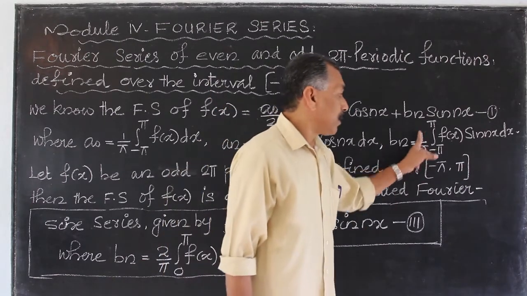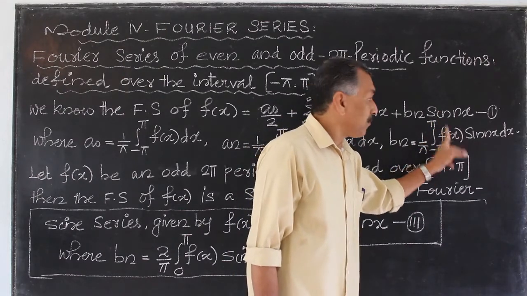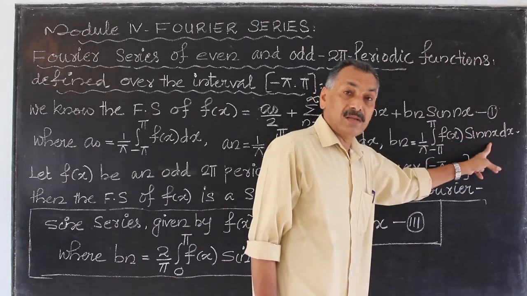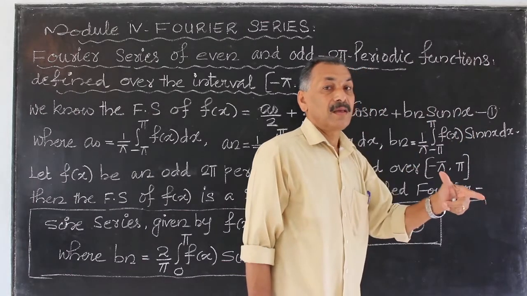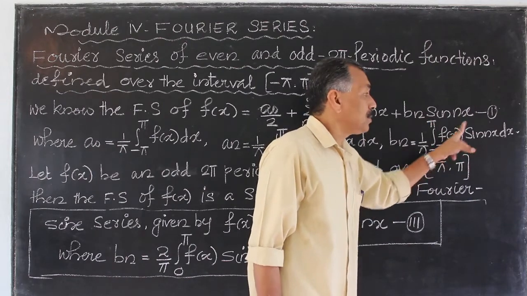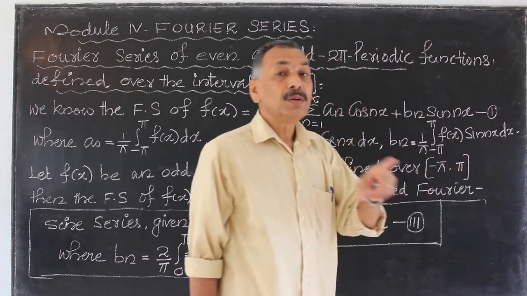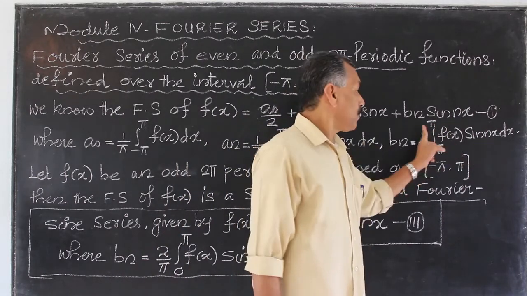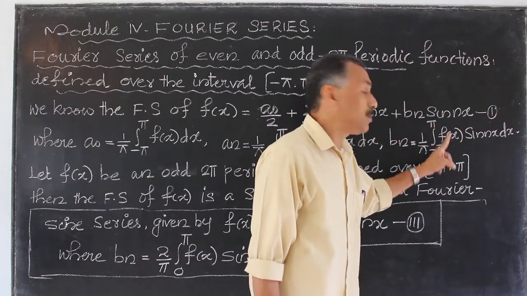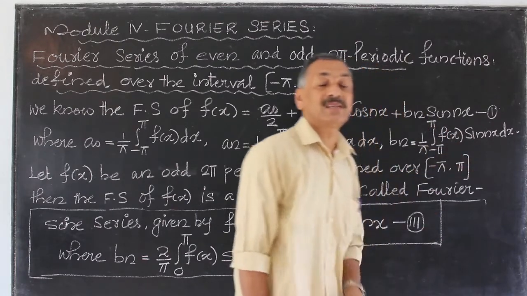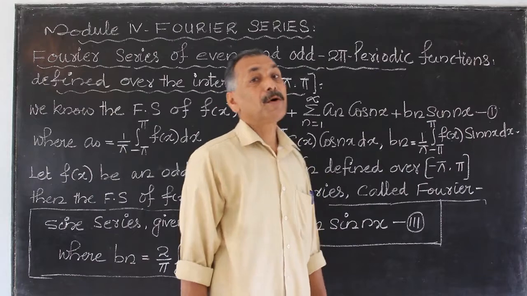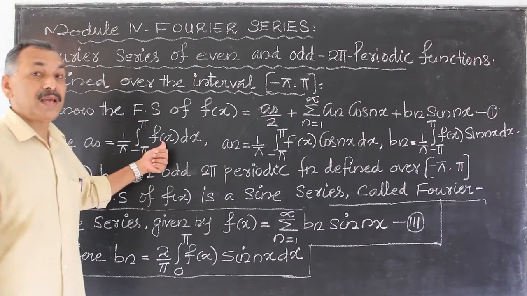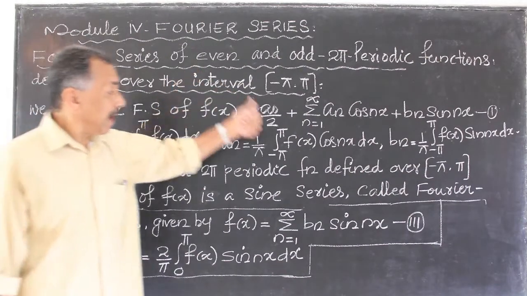Therefore in this one, 1 by pi integral minus pi to pi f(x) into sin nx dx. This f(x) is odd, sin nx is odd, therefore this product is even. Therefore the integral minus pi to pi f(x) into sin nx dx is equal to double the integral from 0 to pi. That is, 1 by pi into this integral value is equal to 2 into integral 0 to pi f(x) into sin nx dx. And the property is, if f(x) is odd, then a0 is equal to 0, and a n is equal to 0.